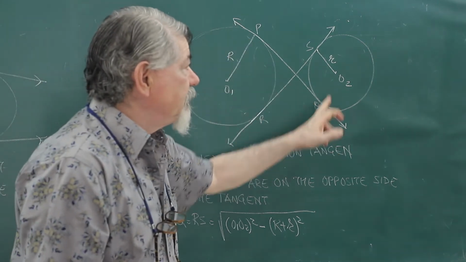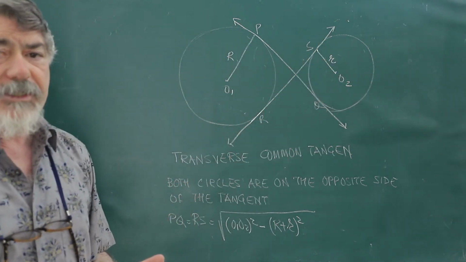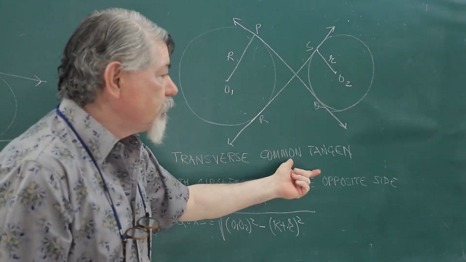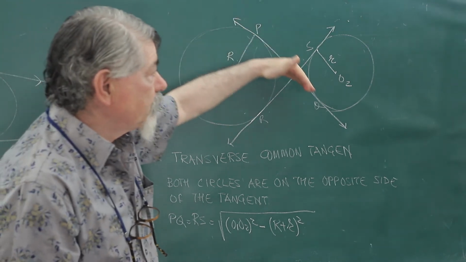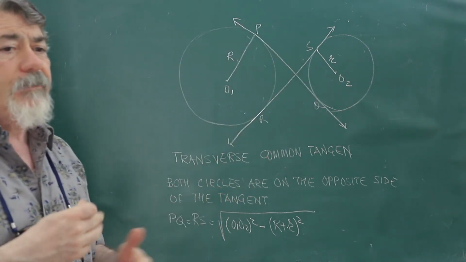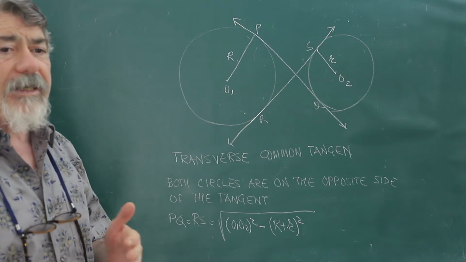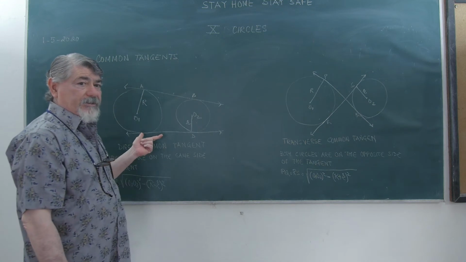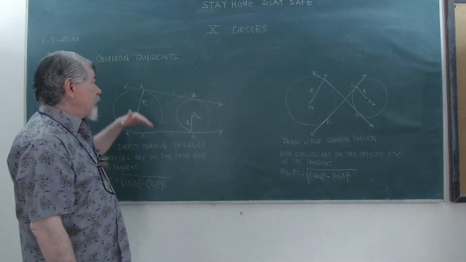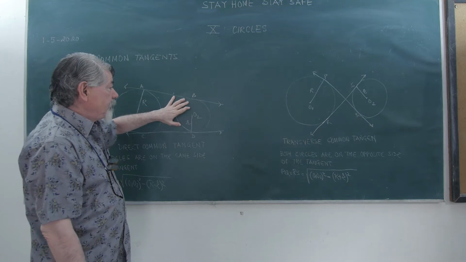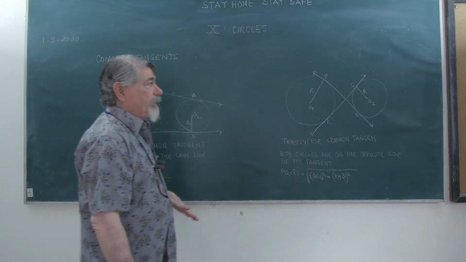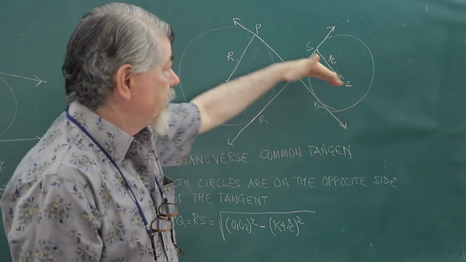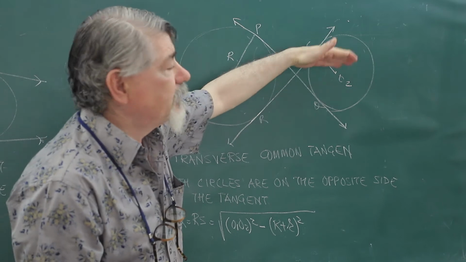These kinds of common tangents are called transverse common tangents. In transverse common tangents, both the circles are on either side of the tangent. In direct common tangents, they are on the same side of the tangent, like either they are below AB or they are above CD. Here, if one is above, then the other circle is below the line. Similarly here, if it is below, then the other is above.